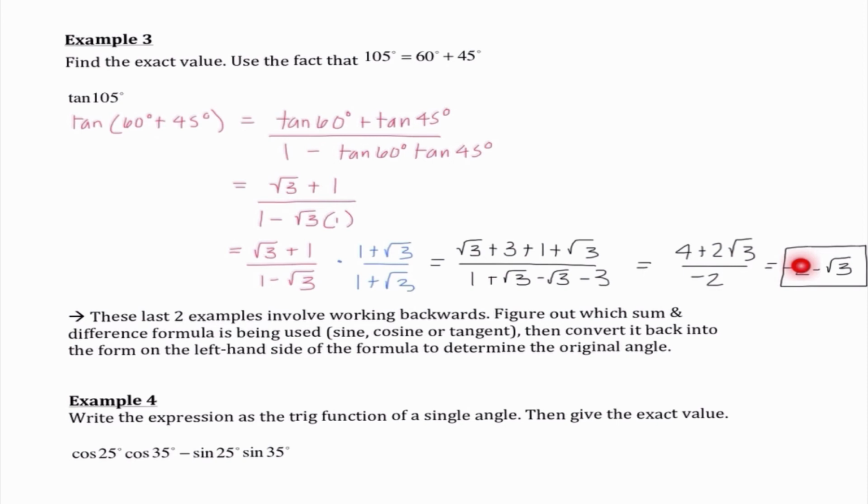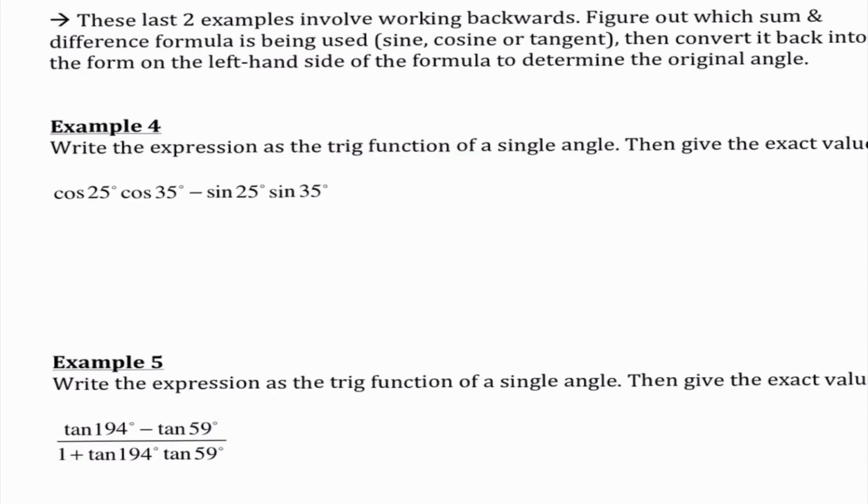The other concept we're going to be learning deals with working backwards. So we need to figure out what sum and difference formula is being used, either sine, cosine, or tangent, and then we need to convert it back into the form on the left-hand side of the formula and determine what the original angle is. Okay, so example number 4 says cosine, cosine, sine, sine.